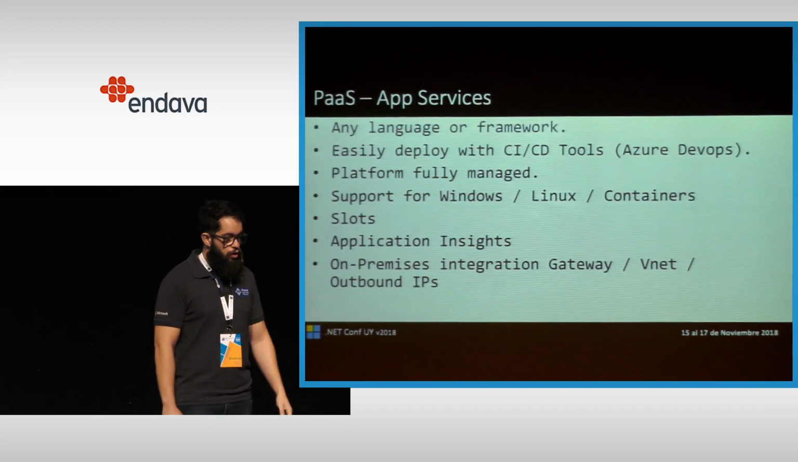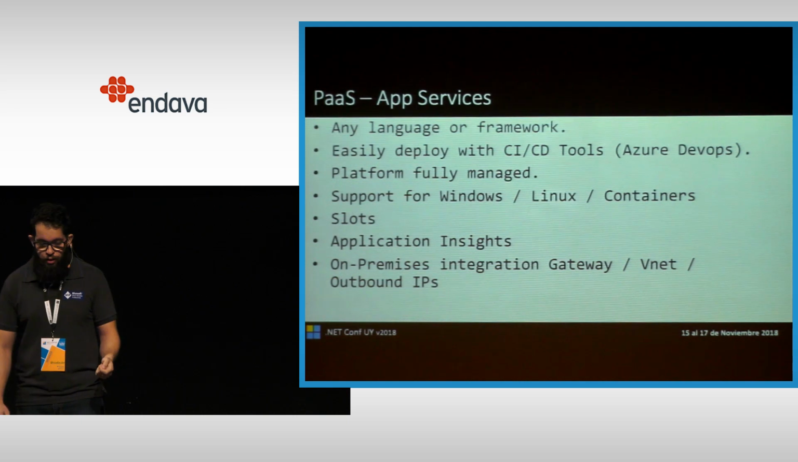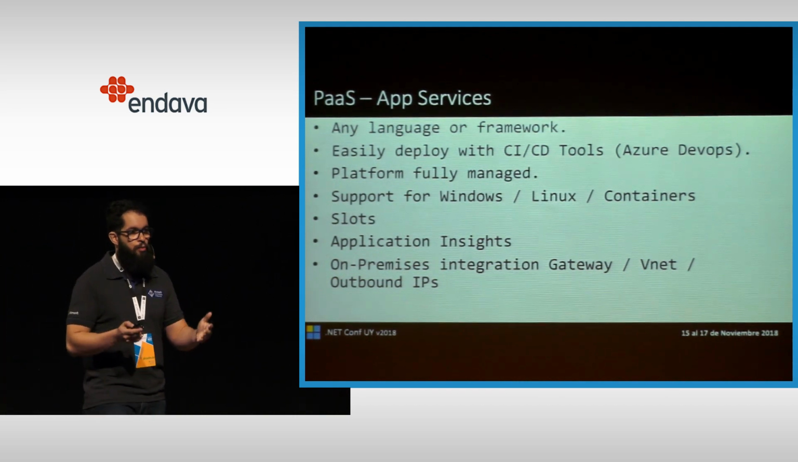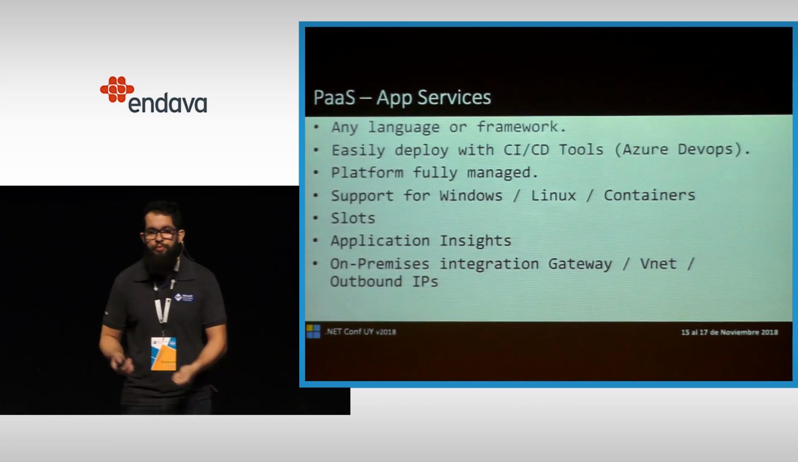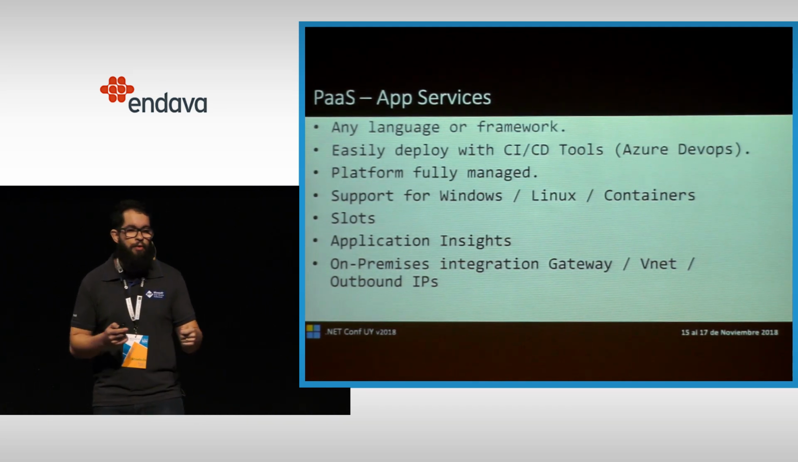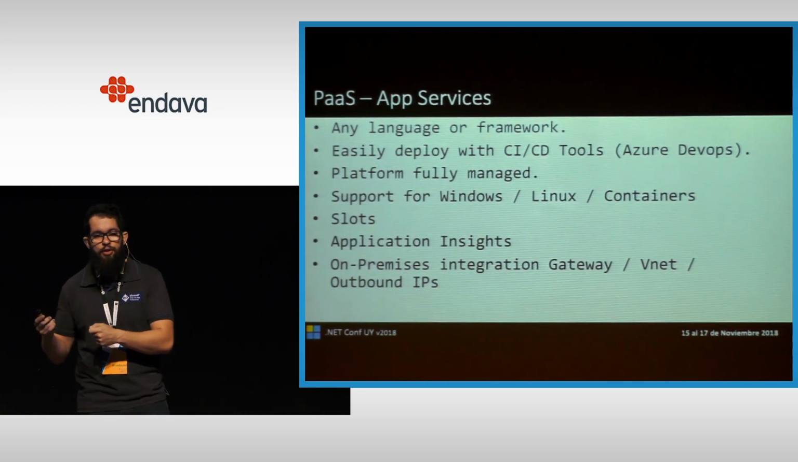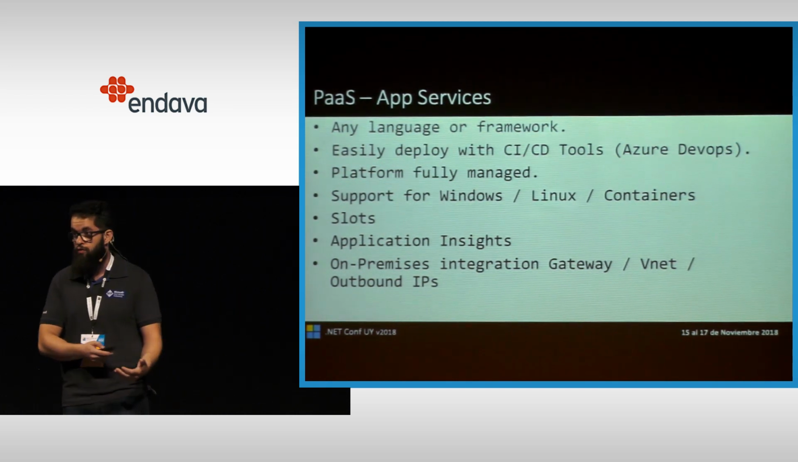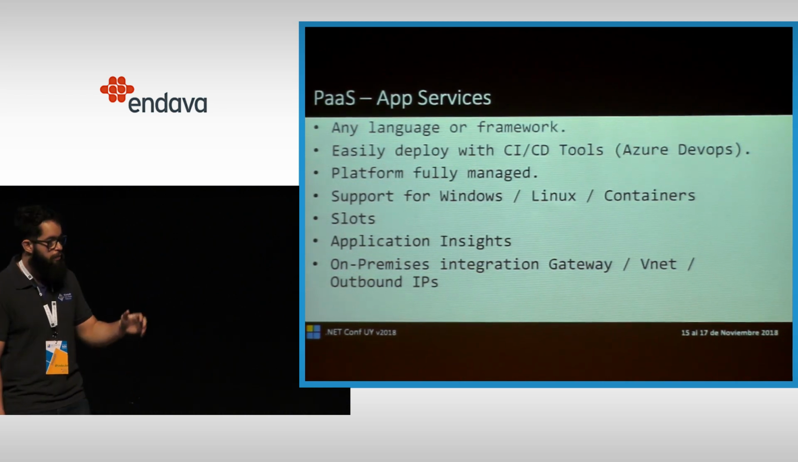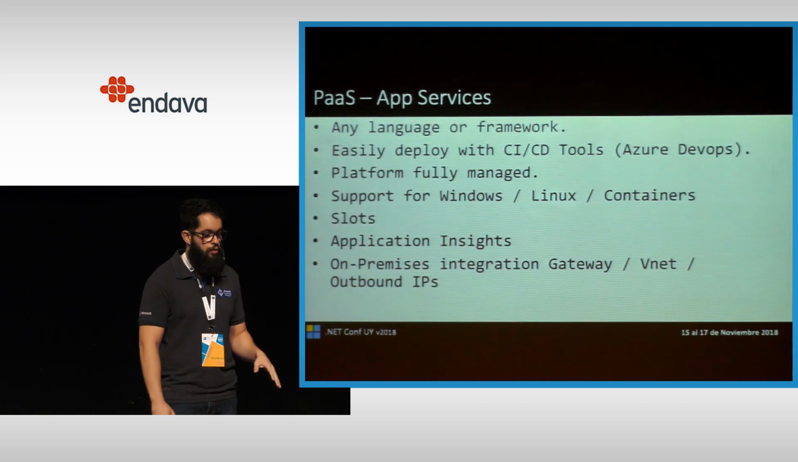Okay? And you can have on-premises integration. A small parenthesis here: we don't always migrate 100% to Azure. Maybe we migrate little stuff, or we need to migrate the web services, but we still need to access on-premises components like databases or other servers. So in order to do that, App Services also provides on-premises integration, okay?